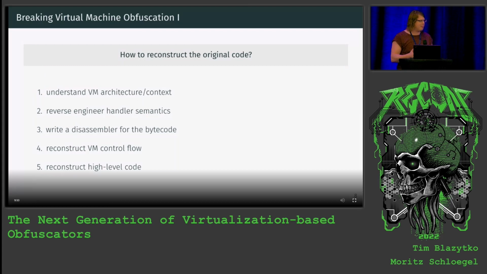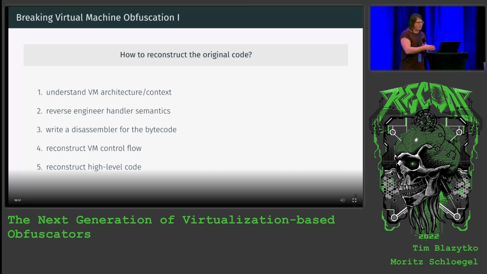Is this a register-based machine or stack-based machine? Where's the virtual instruction pointer? Where's the stack pointer? Afterward, we have to reverse engineer the individual handler semantics. What's an addition? Where's an XOR and stuff like that? But also, how does the instruction encoding look like? After we have all this information, we can write a disassembler for the bytecode.